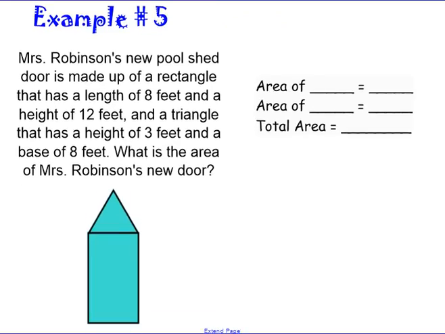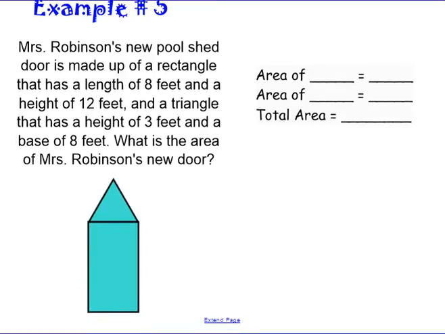All right, next example. Miss Robinson's new pool shed door is made up of a rectangle that has a length of 8 feet and a height of 12 feet and a triangle that has a height of 3 feet and a base of 8 feet. What is the area of Mrs. Robinson's new door? So here's the shape, but we need to label it with the directions and then find the area.